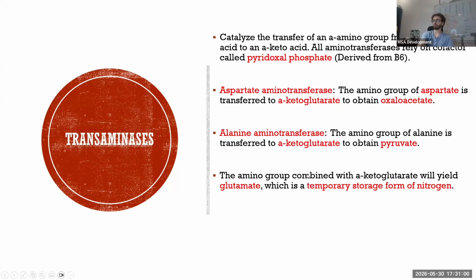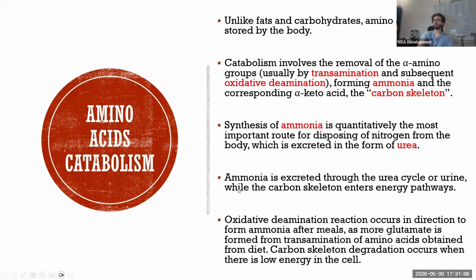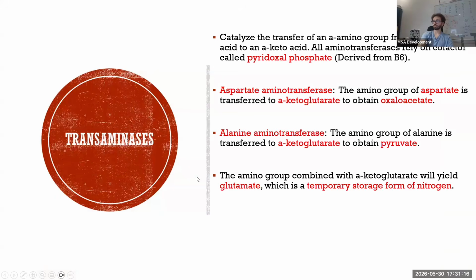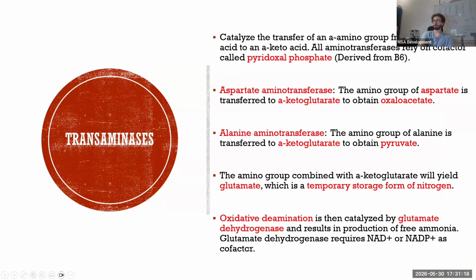Now, the amino group combined with the alpha-ketoglutarate, as we said in the first slide, will give us the glutamate. Glutamate is a temporary storage form of nitrogen. Then this temporary storage form of nitrogen through glutamate dehydrogenase will be broken into the free ammonia. Of course, something I don't think is important, but it's good to know: glutamate dehydrogenase needs NADP to work.